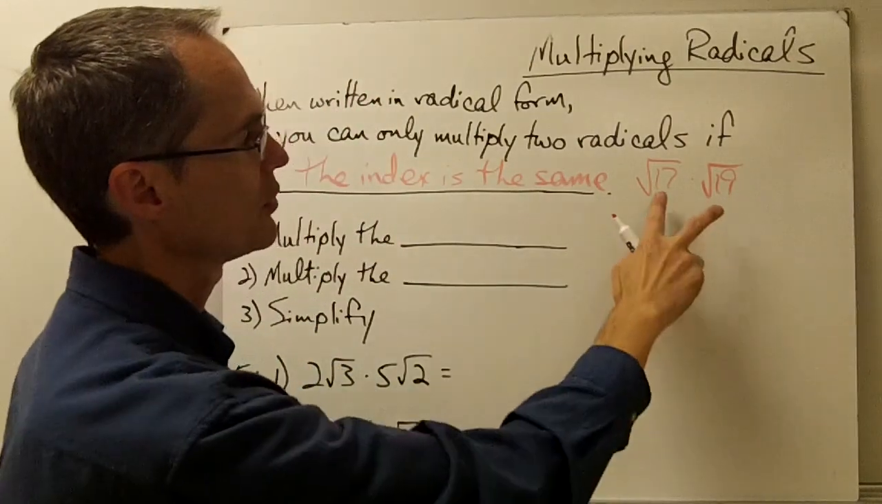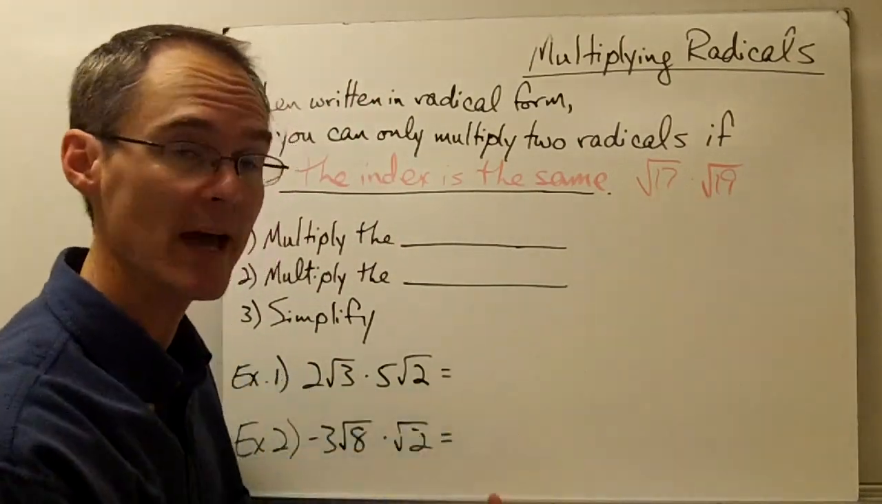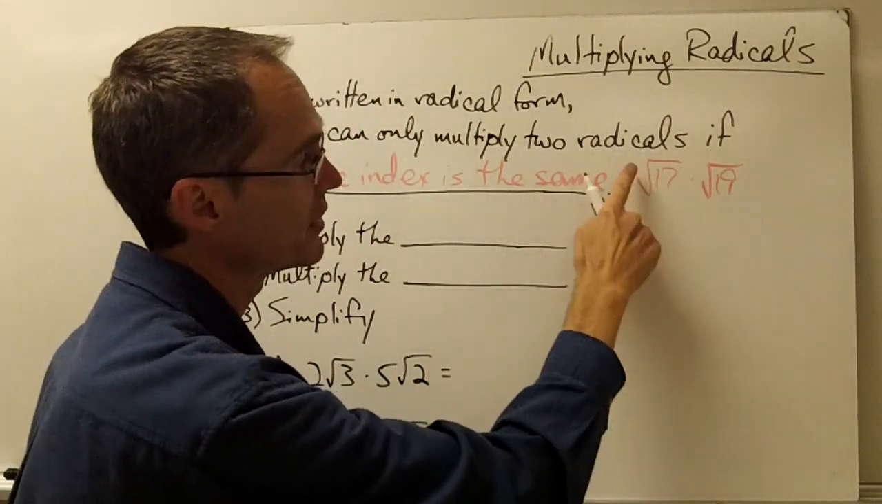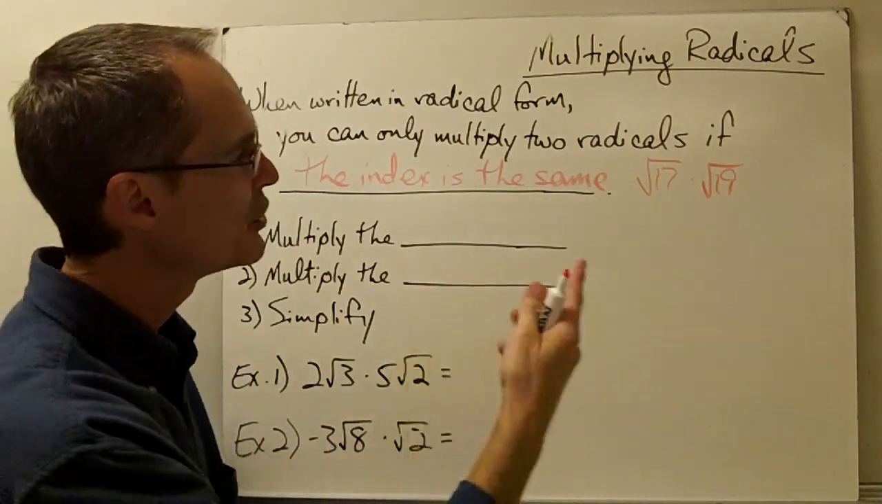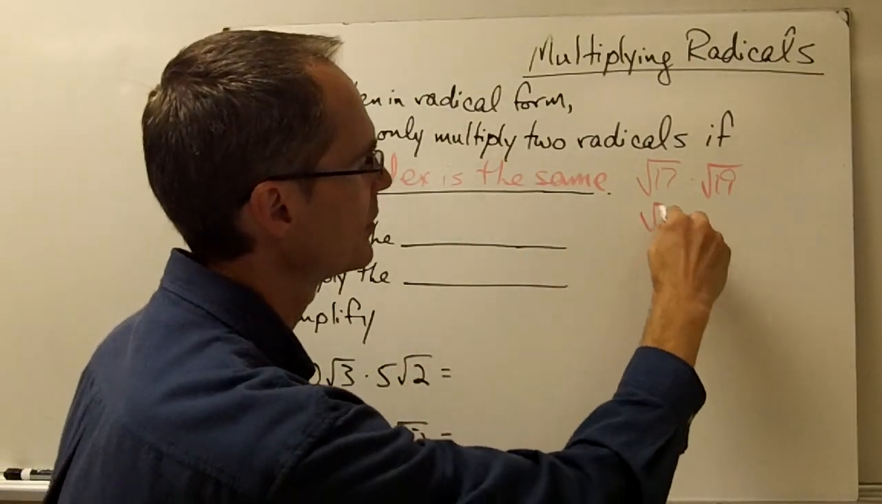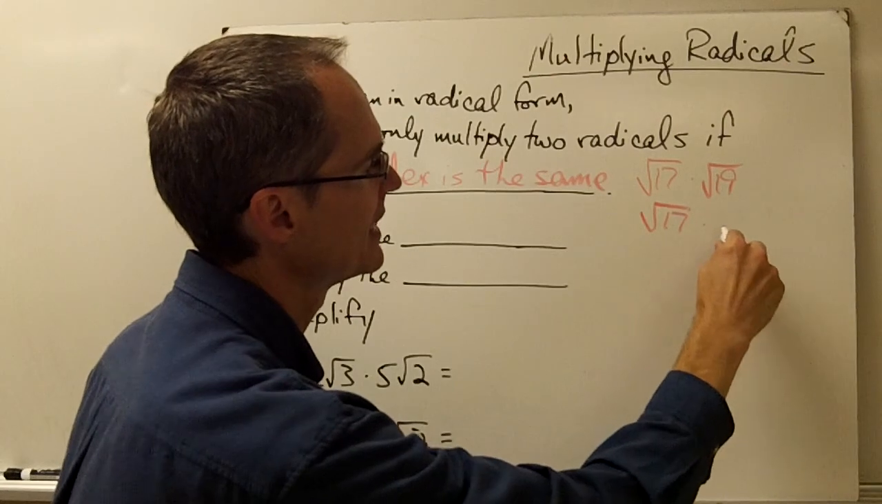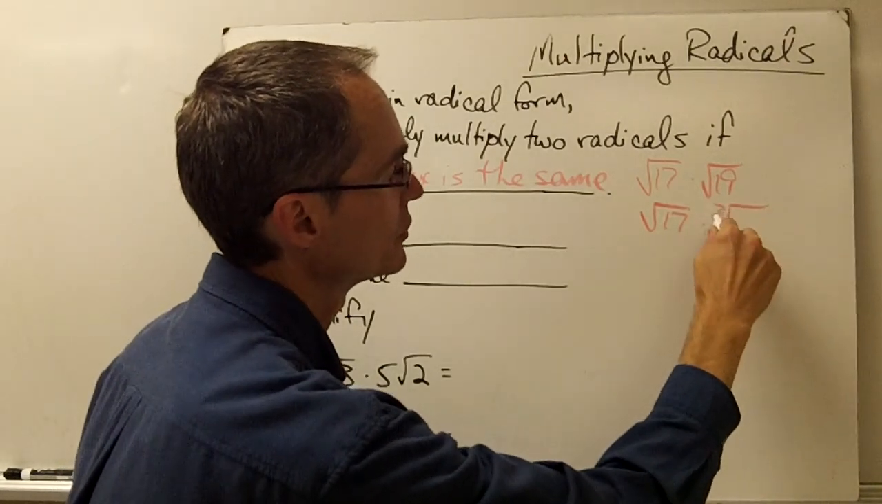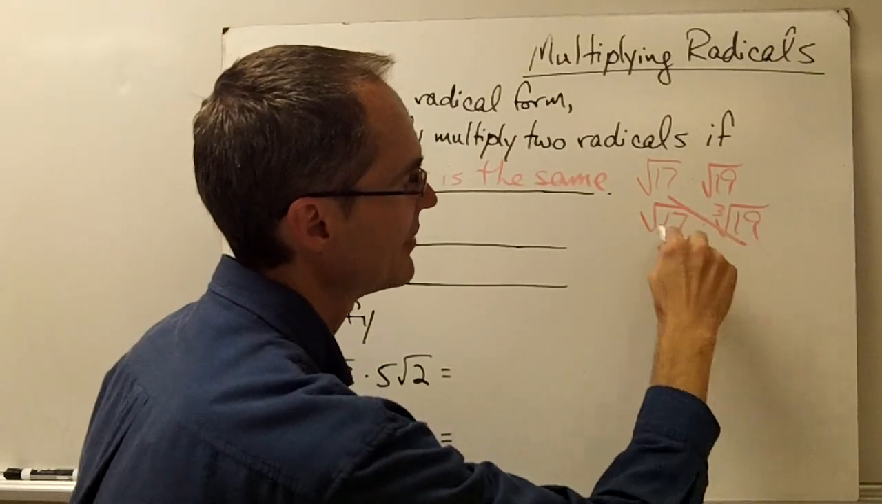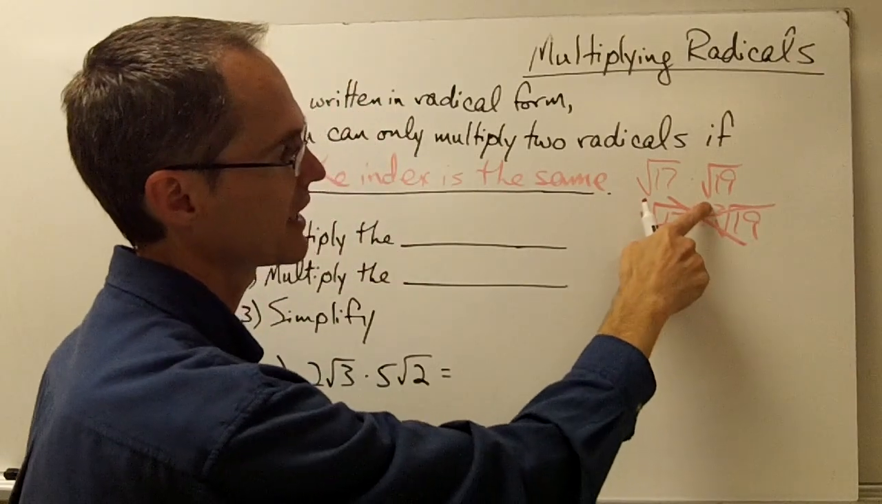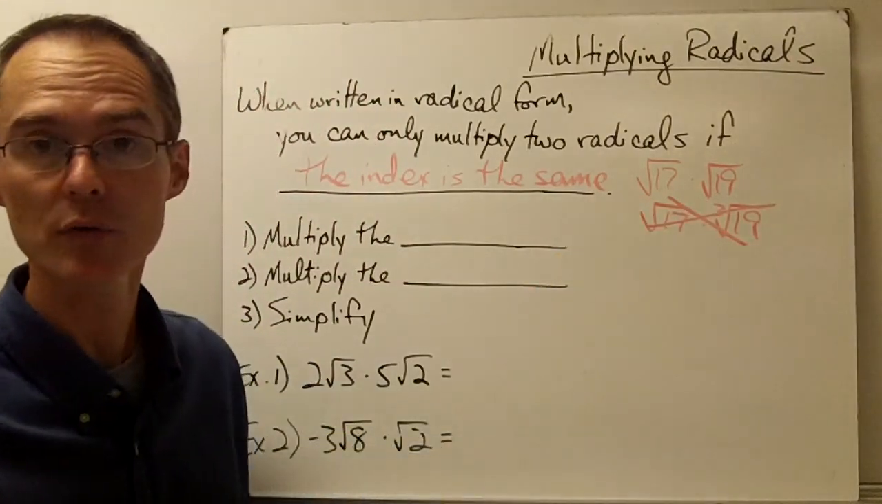So for example, you could multiply, say, the square root of 17 times the square root of 19. You could multiply these together and keep them in radical form because the index for both of these is 2. You could not, however, multiply the square root of 17 times the cube root of 19. That is not going to work because you have an index of 3 here and an index of 2 there.